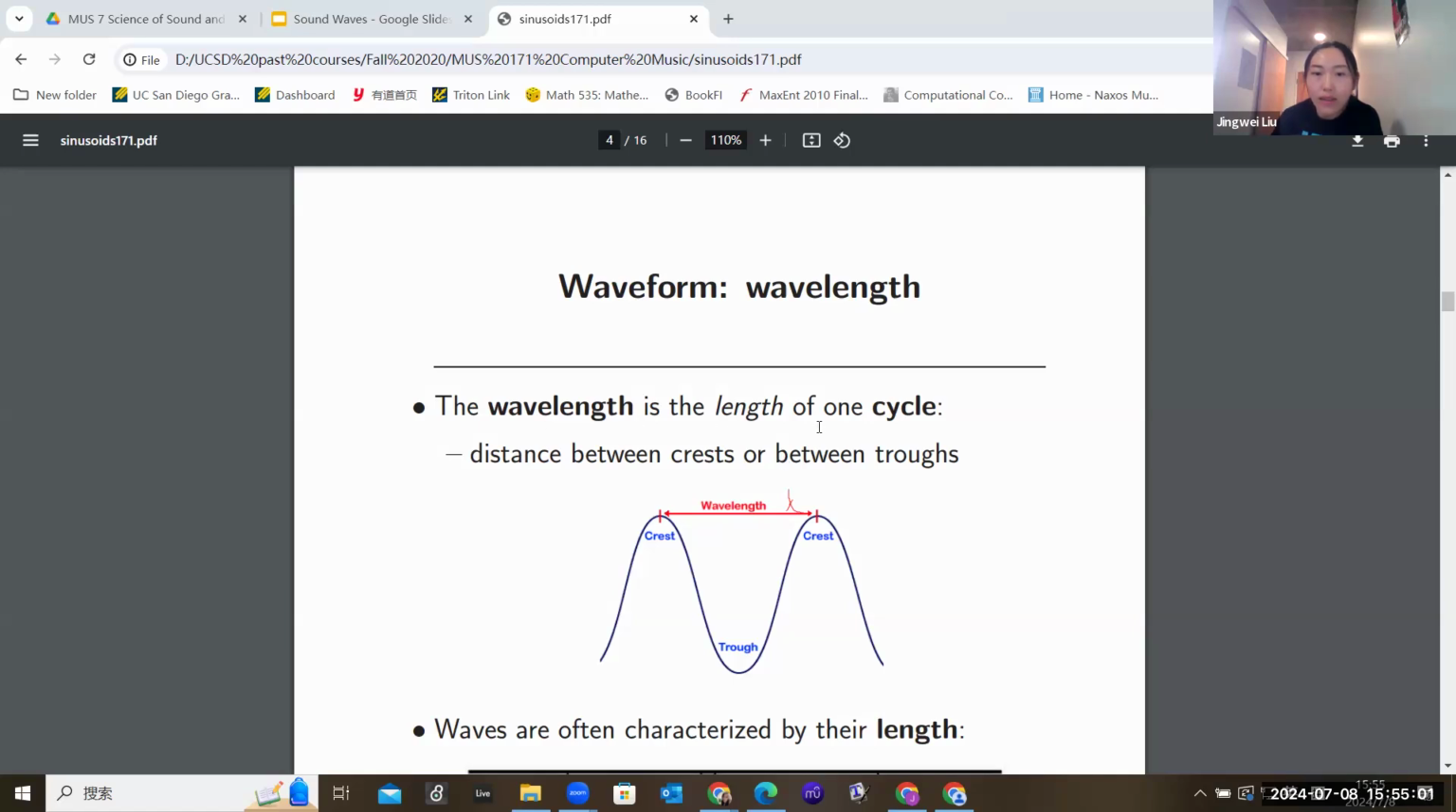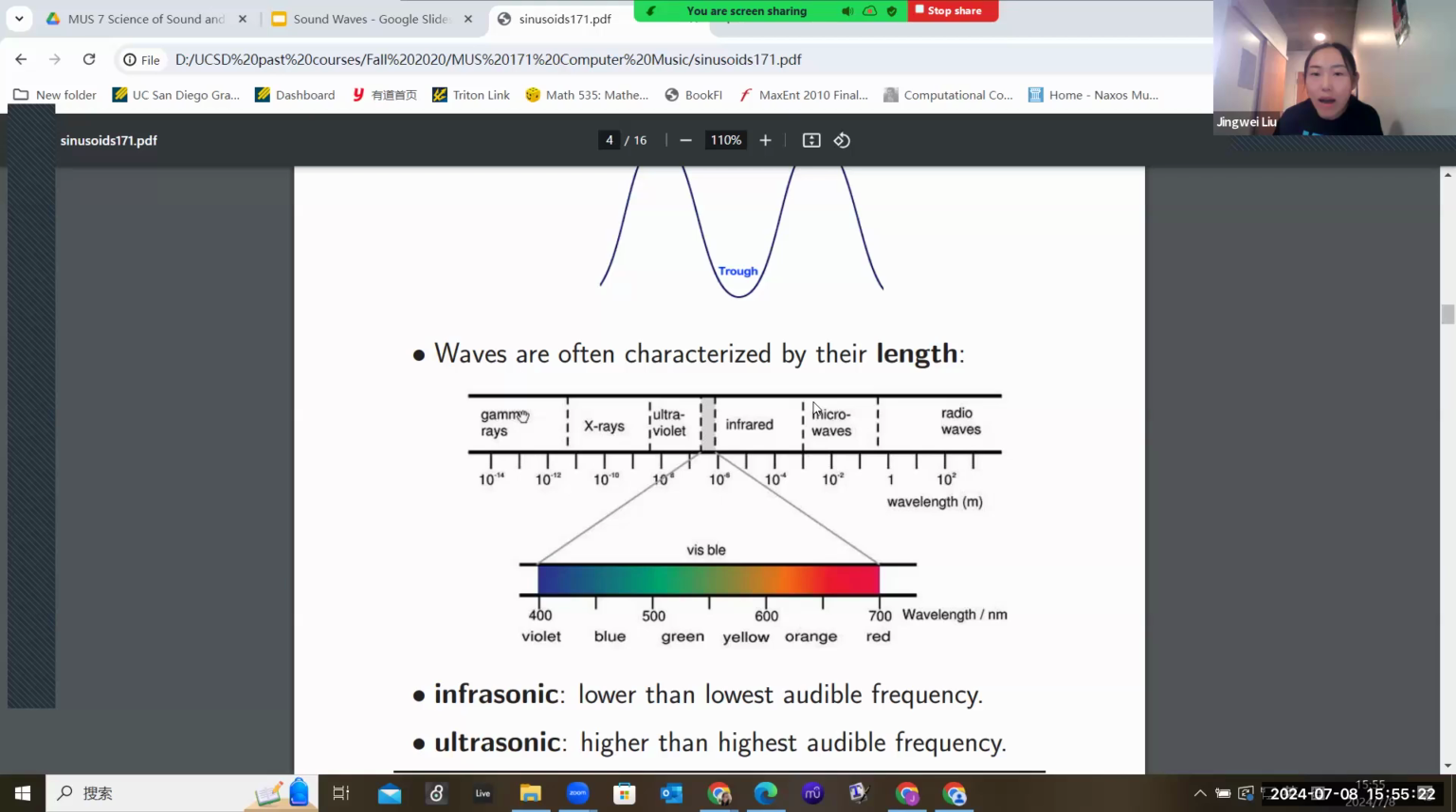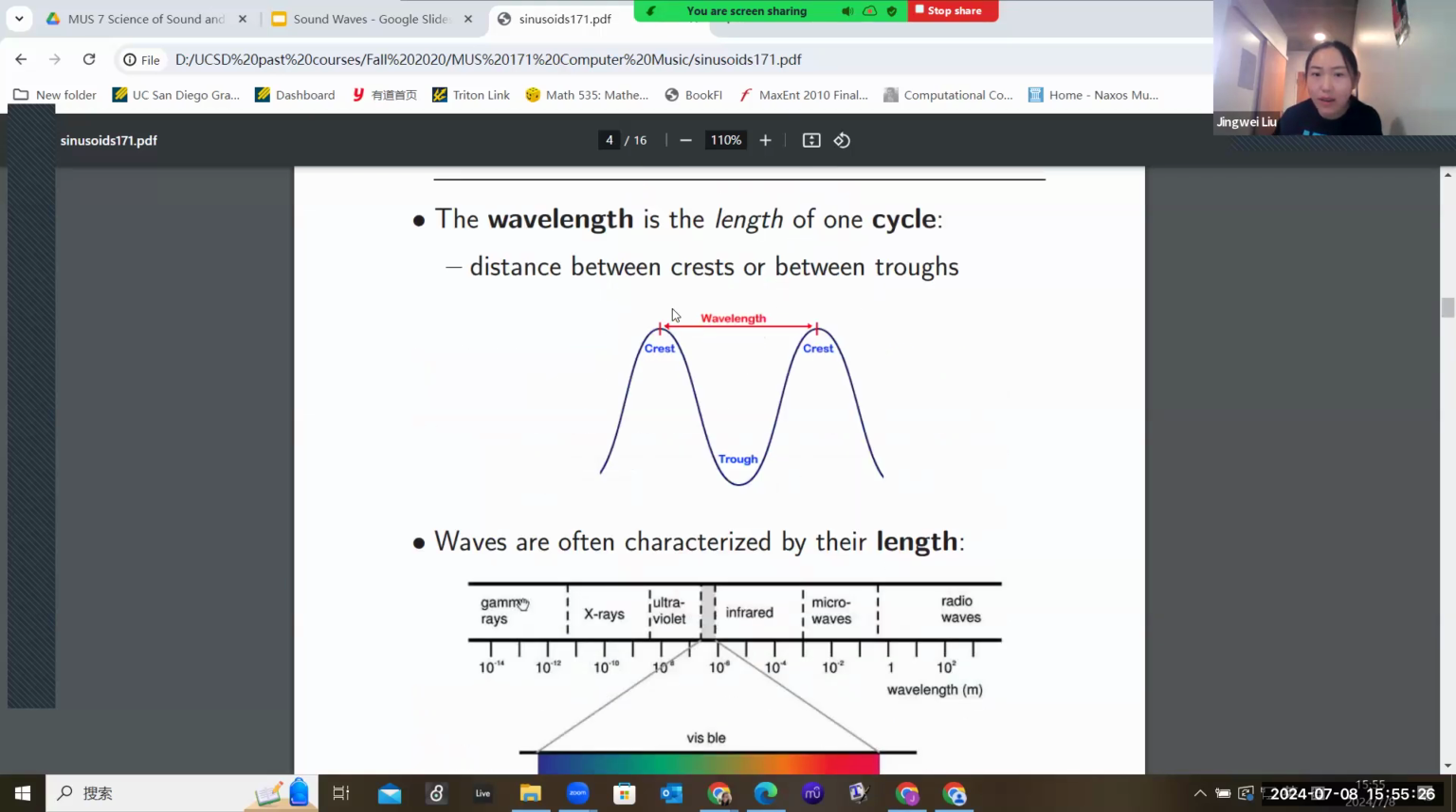So the wavelength is the length of one cycle. The distance between crests or between the troughs is the same. For convenience, we see this as the distance between two crests. And waves are often characterized by their length. Different waves have different lengths, right? They have different wavelengths.